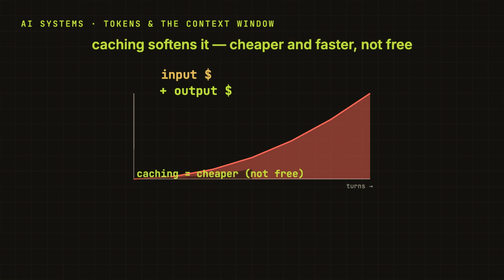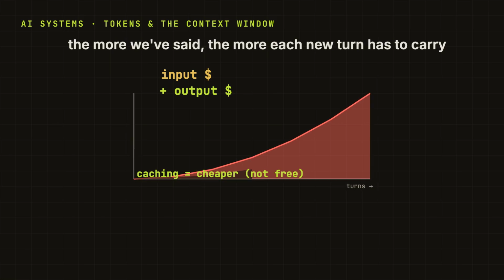Now, there are tricks that soften this. Caching, for instance, can make the repeated part cheaper and faster to process. But the shape is the thing worth keeping. The more we have said, the more each new turn has to carry.